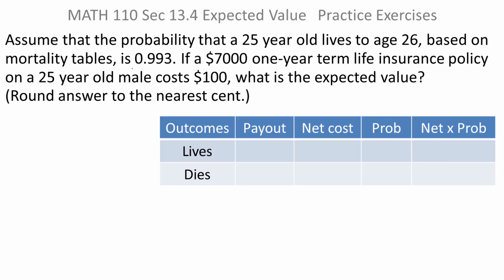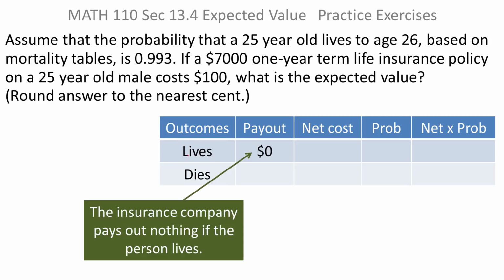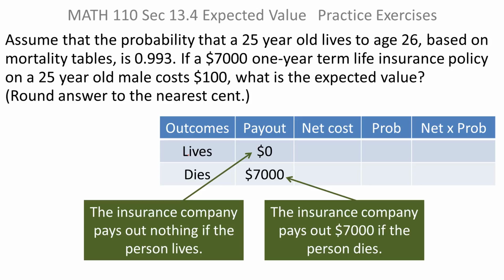Well, again, we're going to try to build a table. There are only two possibilities in terms of this life insurance. The only thing that's important is whether that person lives or dies, and there's a payout based on that. If the person lives, nothing happens. The insurance company doesn't pay anything. There is no payout. The only payout comes if the person dies. If this person dies, they get $7,000.